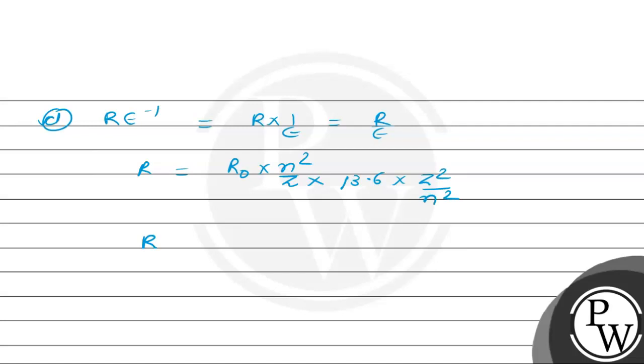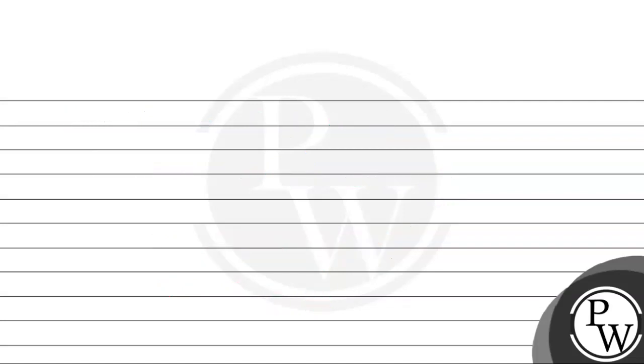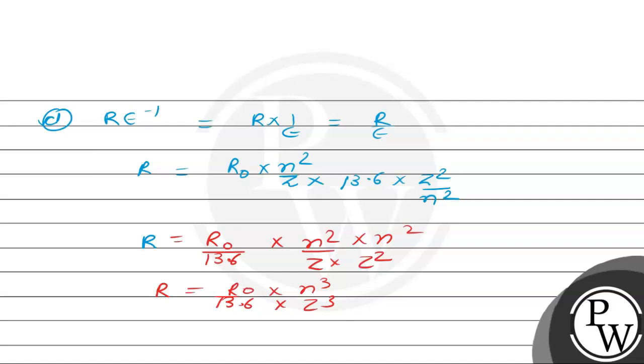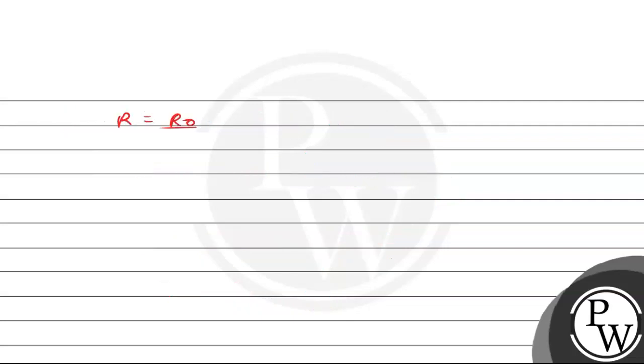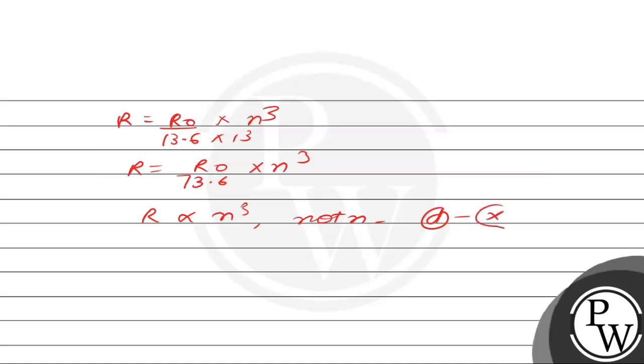From here r upon e equals r naught upon 13.6, and we can write n square upon z into z square into n square. From here it is r naught upon 13.6, this will be z cube and this will be n cube. So instead of z cube we can write 1 cube, r naught upon 13.6 into 1 cube into n cube. So it is r naught upon 13.6 into n cube. Clearly it is proportional to n cube, not n. So D is also incorrect.